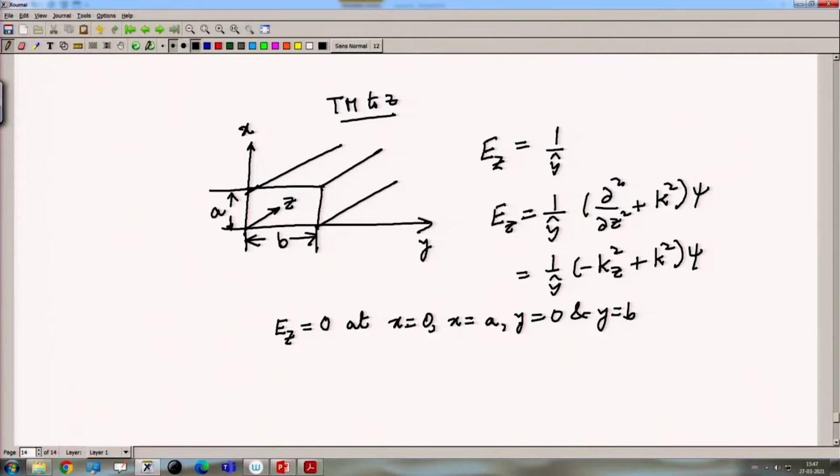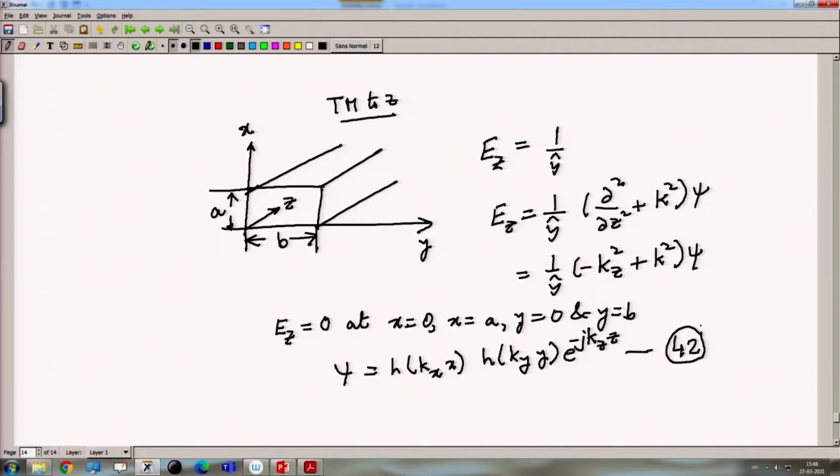Because of the nature of the boundary condition along x and along y, this can only happen if the variation along x and y is given by a sinusoid. So, if the potential function is expressed by h k x x, h k y y, with the propagation term along the z direction being given by e to the power minus j k z z. Let us call this equation number 42.